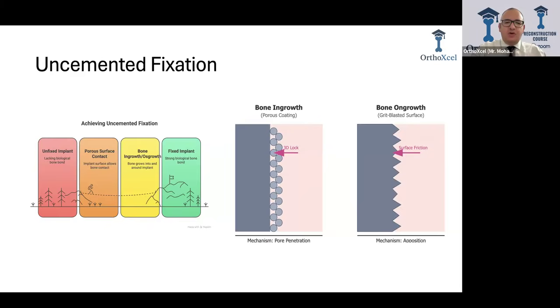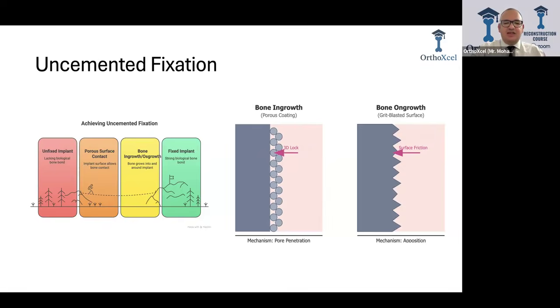The ingrowth and ongrowth: basically, for ingrowth there are pores inside the implant or the coating above it, which allow the bone to grow inside these pores. Bone ongrowth is basically a rough surface which allows the bone to grow over the implant from outside. Each one of them has its own characteristics, benefits, and risks. It's not something you control by type of the implant.